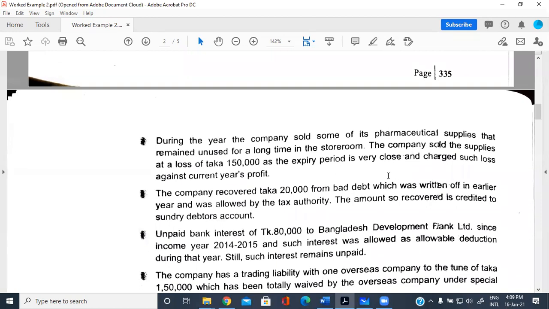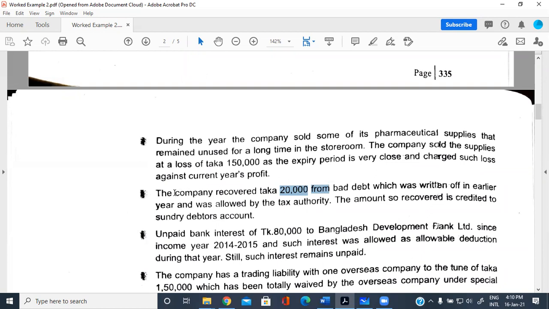So here it says it was written off in an earlier year and was allowed by the tax authority. Then this is related to the previous year, maybe nothing has to be done this year. No, it can be done, it is not bad debt. The bad debt that has been shown in earlier years, 20,000, was allowed by the tax authority. But now what is happening?